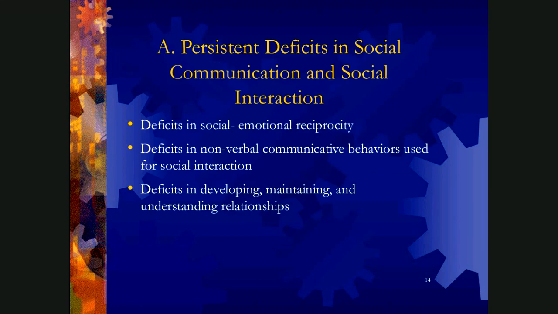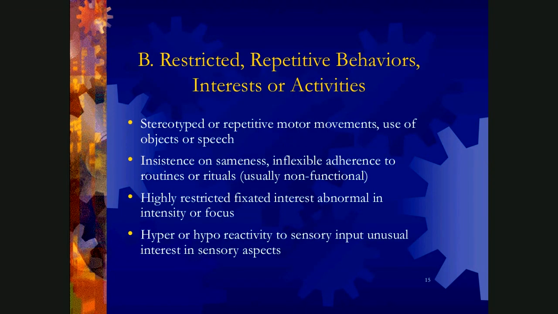So just to elaborate a little bit, criteria A is the deficits in social emotional reciprocity, nonverbal communicative behaviors used for social interaction, and deficits in developing, maintaining, and understanding relationships. And criteria B is the stereotyped or repetitive motor movements, use of objects or speech. I think everybody's familiar with that. It's the hand flapping, or being interested in a part of an object, like the wheel of a car, where they do it over and over, or repetitive speech.